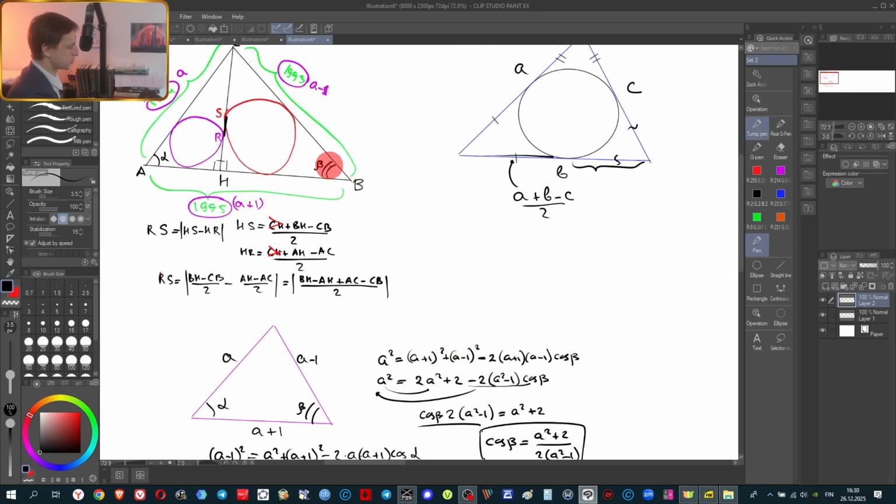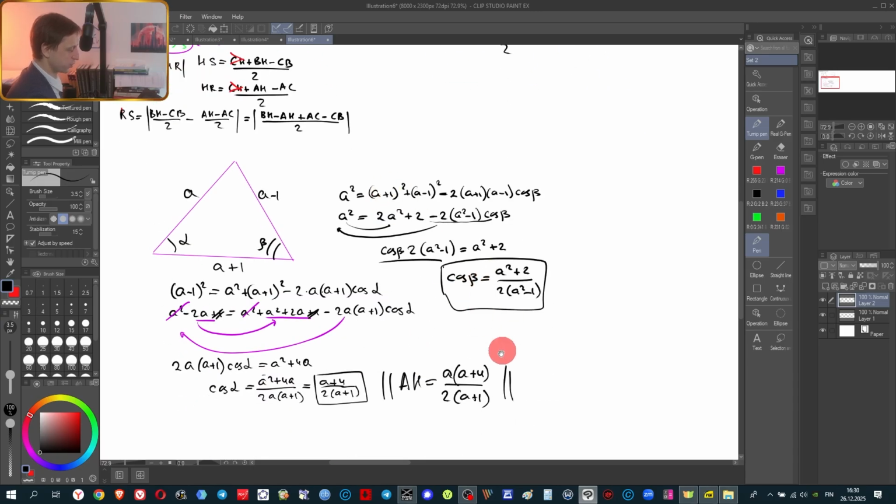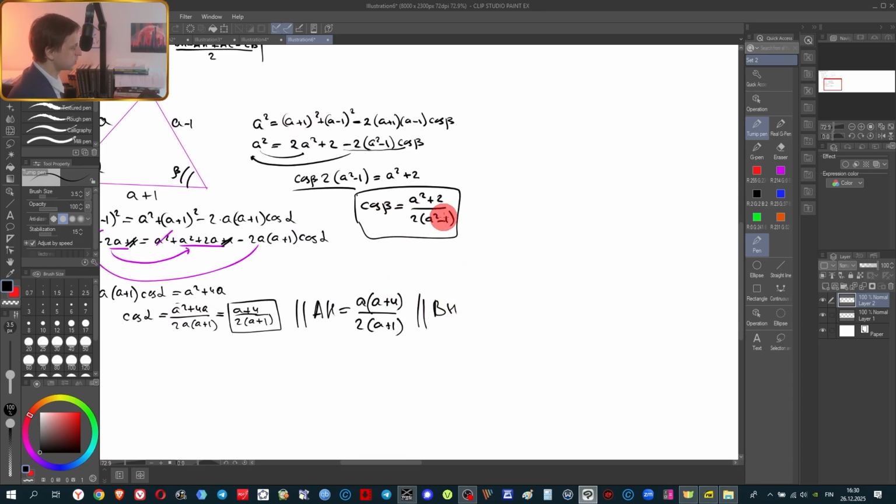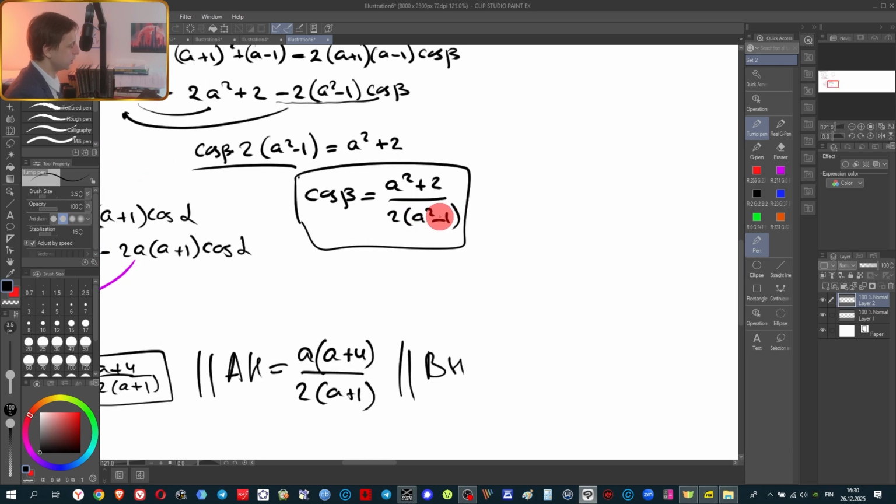And what about BH? It's A minus 1 times cosine beta. So this one should be multiplied by A minus 1. And when it's multiplied by A minus 1, you see this difference of squares equals A minus 1 times A plus 1. So A minus 1 cancels out. And BH equals A squared plus 2 over 2A plus 1.